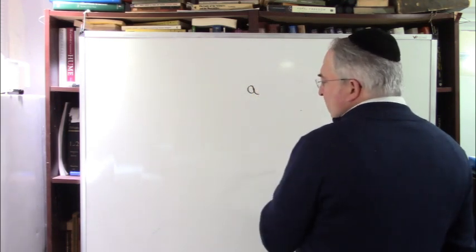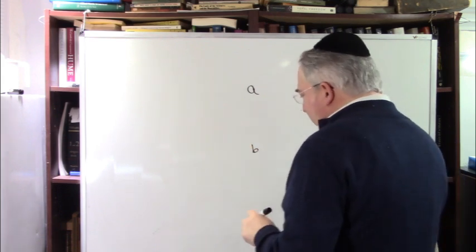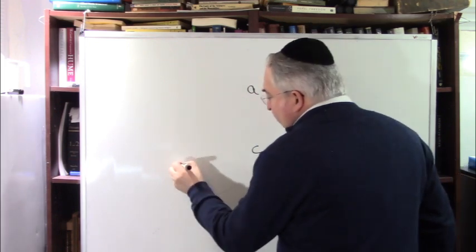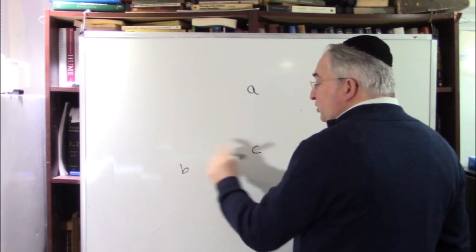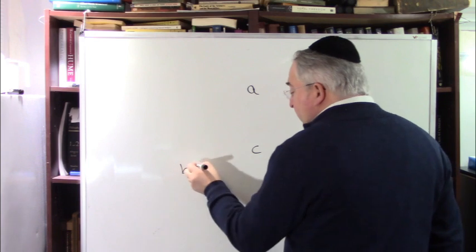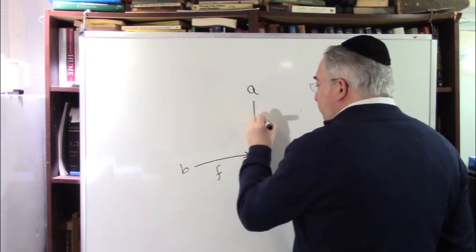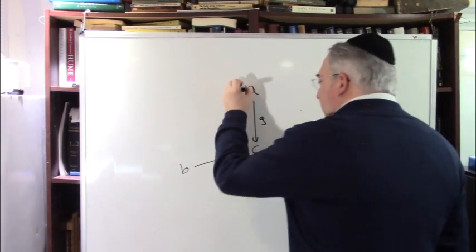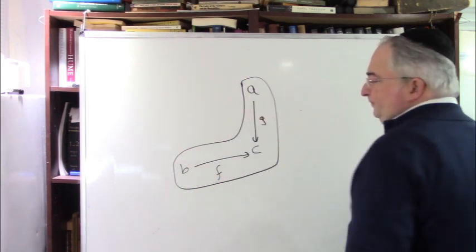Let's say you have an object C, and you have another object B. Now you have two maps, but the two maps are not coming and going from the same place, as we did with equalizers and coequalizers. The two maps are like this. We'll call this F, we'll call this G. And now I'd like to complete this whole diagram.